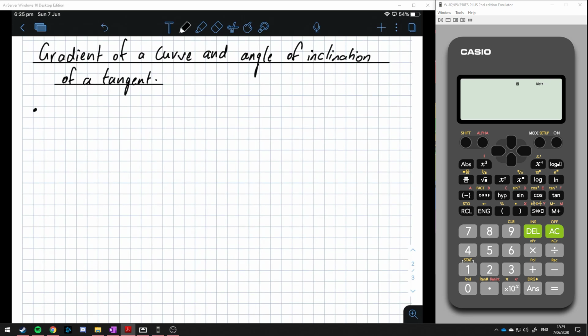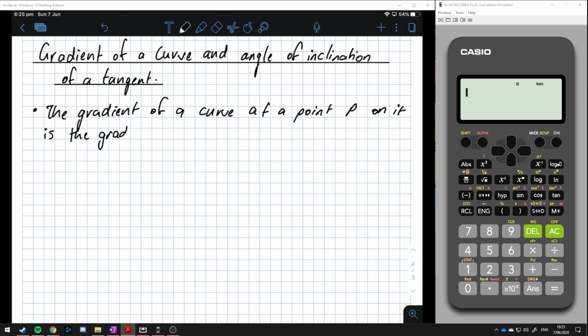the gradient of a curve at a point P on it is the gradient of the tangent at P. Okay, so basically all this is saying is the gradient of a curve at a point P on it is the gradient of the tangent at P.